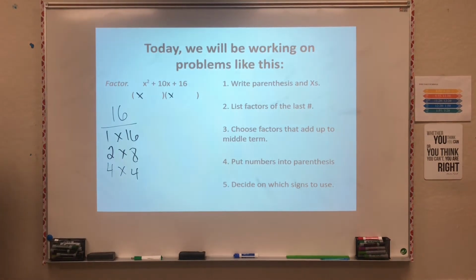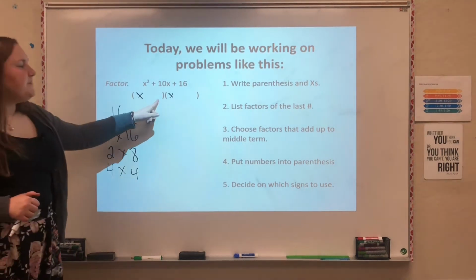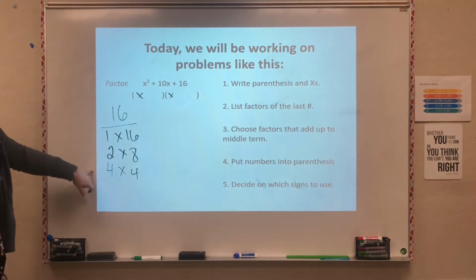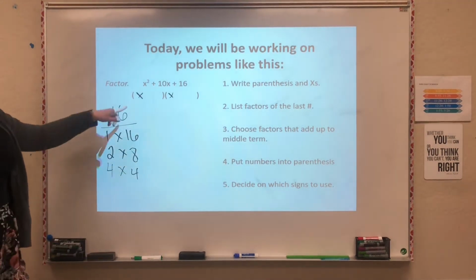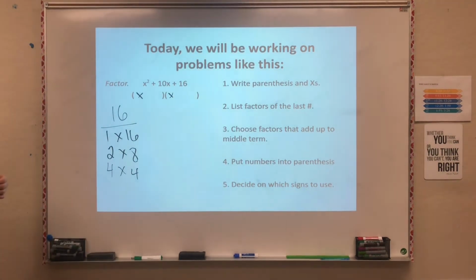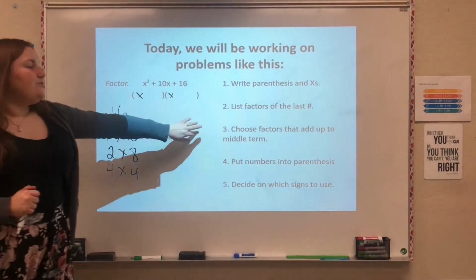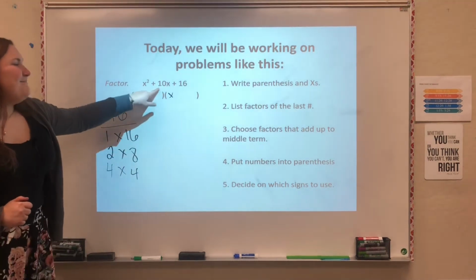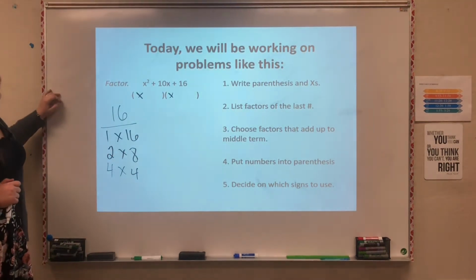So I'm looking at this. These numbers are going to have to be one of these 3 pairs. These are the only 3 options that when they multiply will give us 16. The way you decide which one you're going to use is you choose the pair of factors that can combine to give you that middle number there.